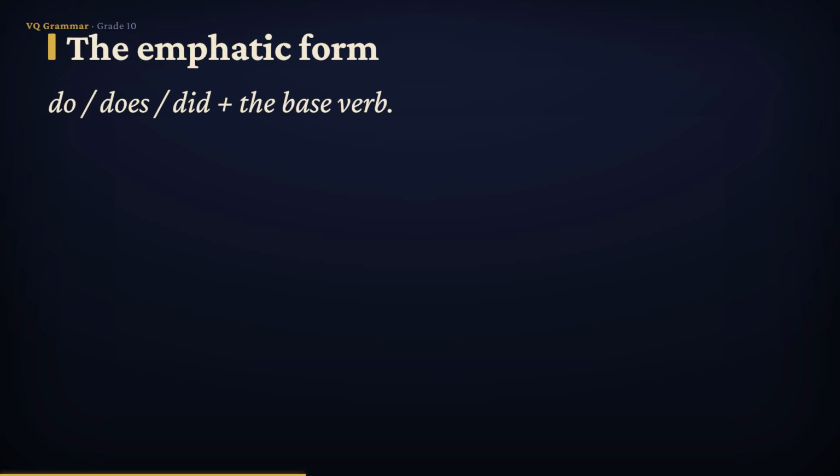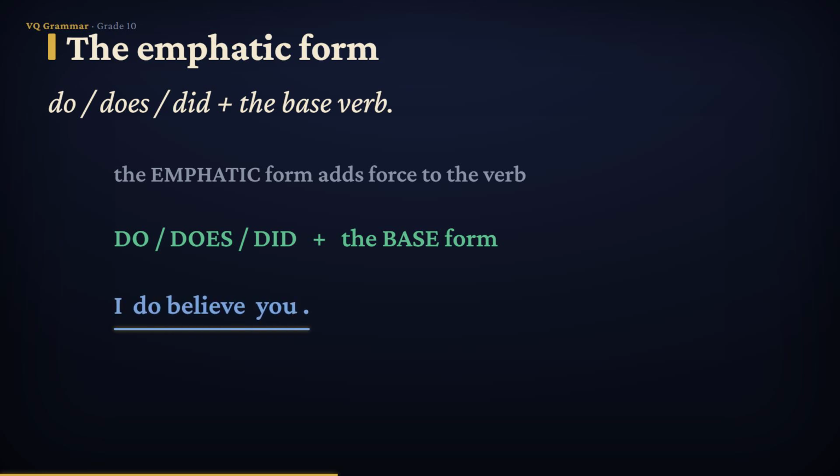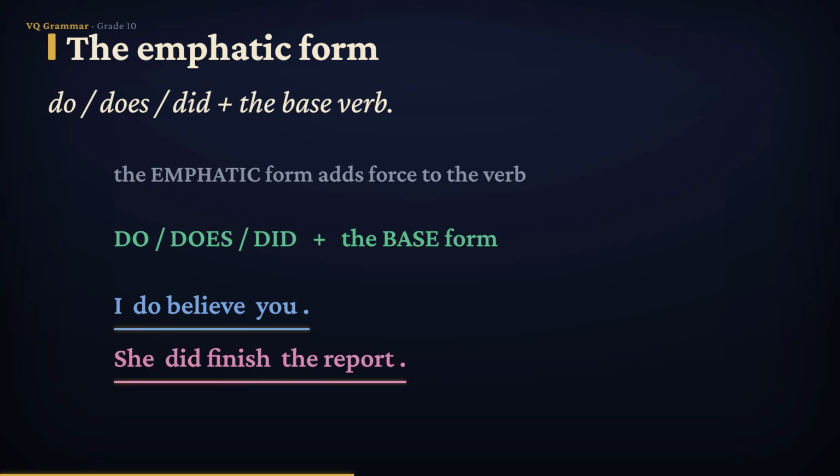Now the second shape, the emphatic. The emphatic form adds force to the verb. It's what you reach for when you want to insist, to push back, to underline that something really is true. The recipe is simple. Use do, does, or did in front of the base form of the main verb. Listen to it. I do believe you. That do isn't decoration. It means I really do. I insist. Or in the past, she did finish the report. Not merely finished, she did finish it, and you can hear the emphasis land.